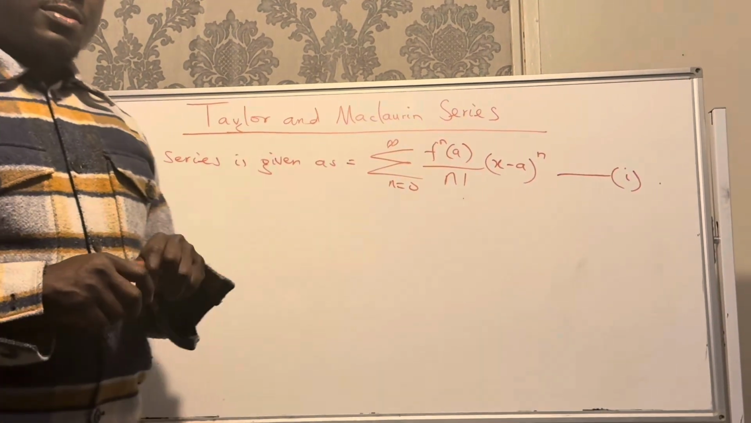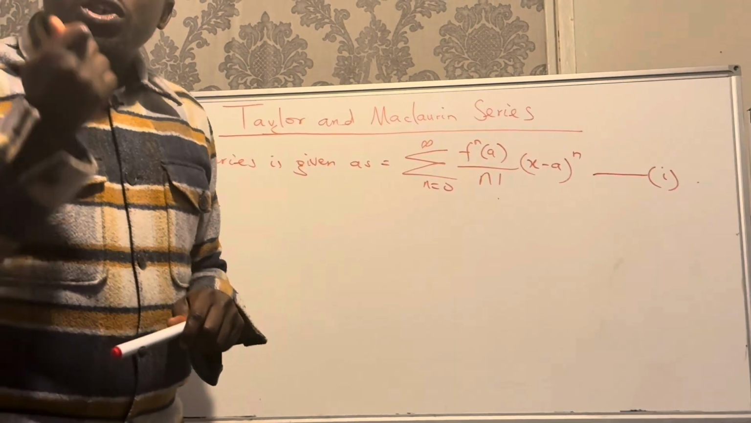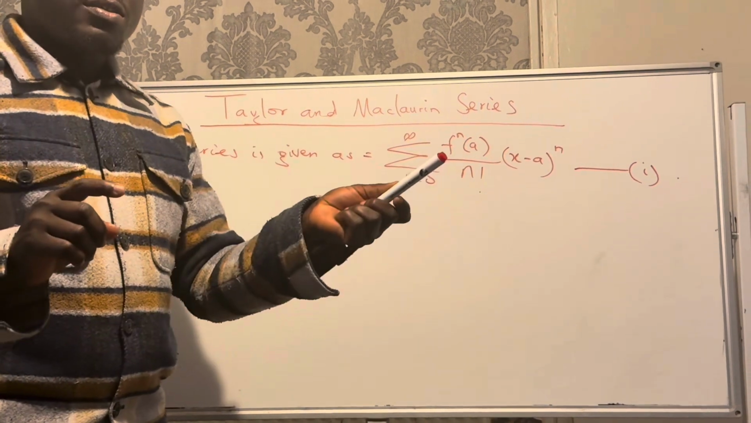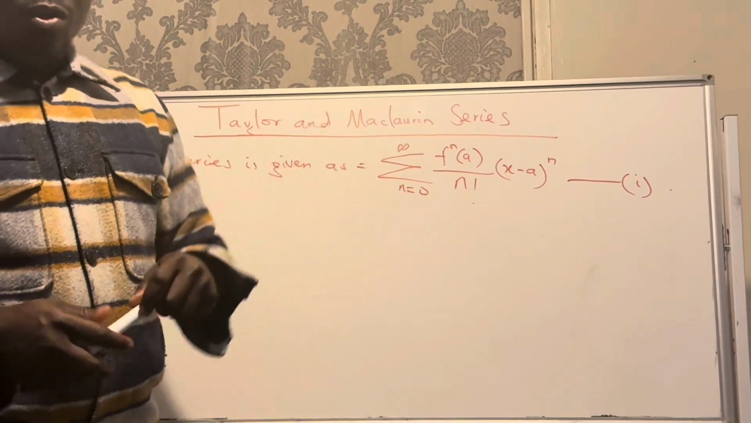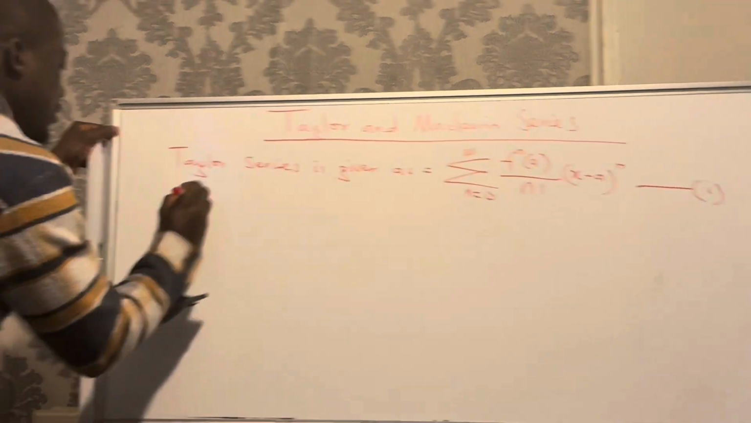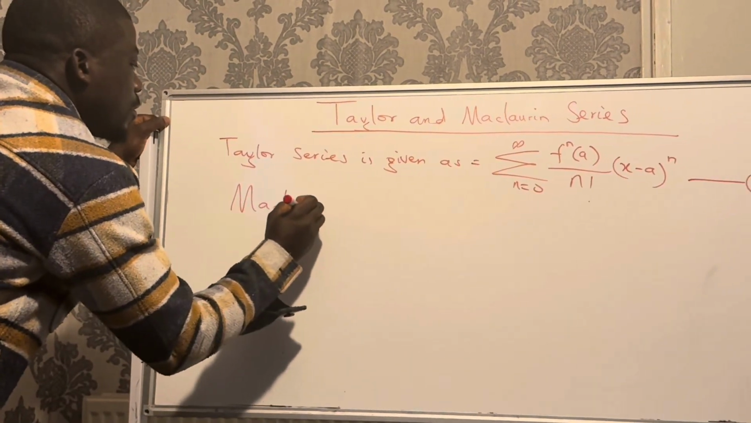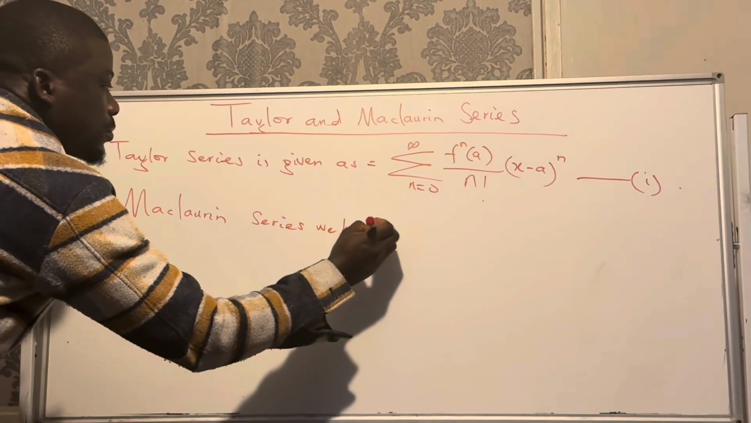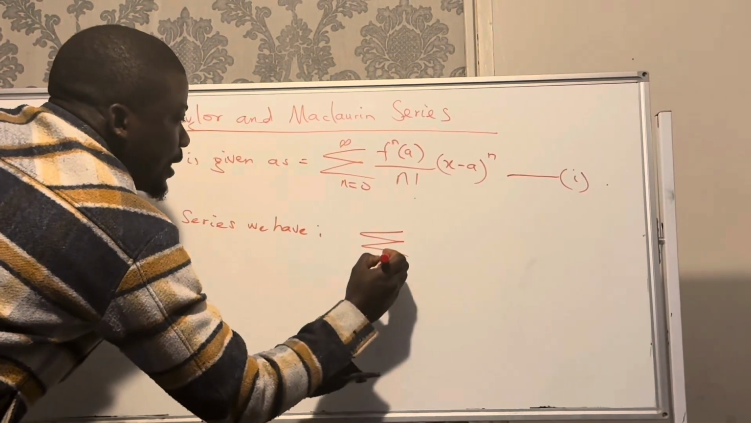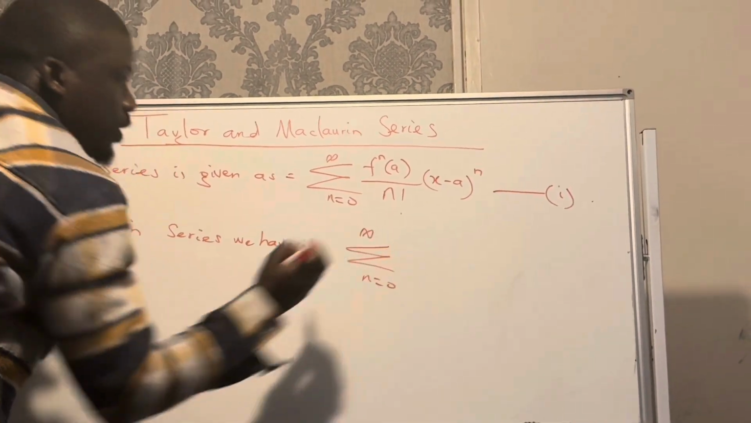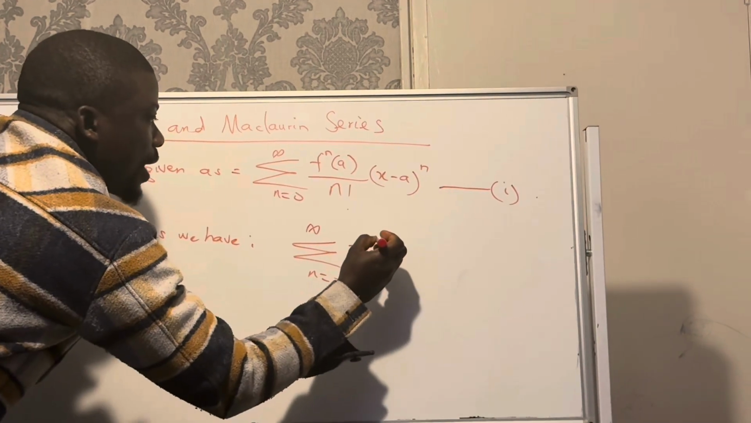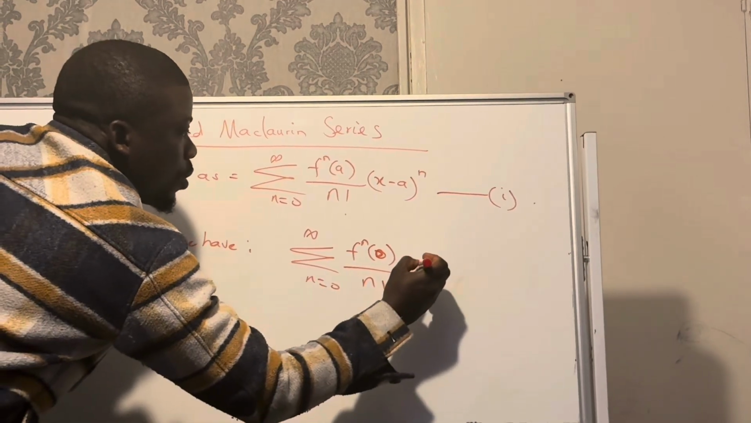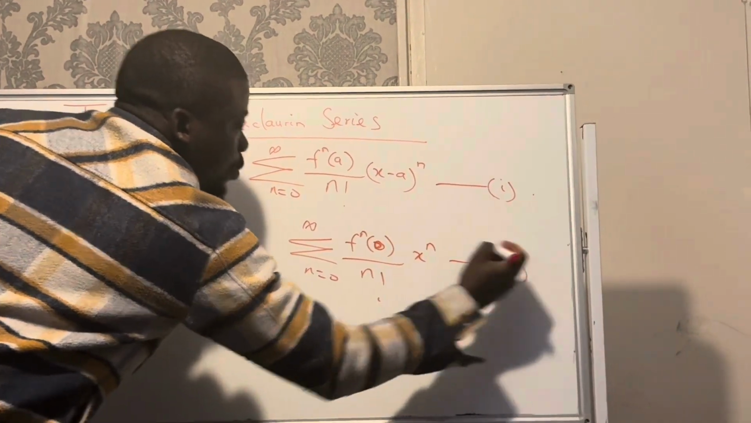Now, what is Maclaurin series? Maclaurin series is a special form of Taylor series. All Maclaurin series are Taylor series, but not all Taylor series are Maclaurin series. For Maclaurin series, we have summation n equals 0 to infinity, f^(n)(0) all over n factorial, x raised to power n. Let me call that equation 2.